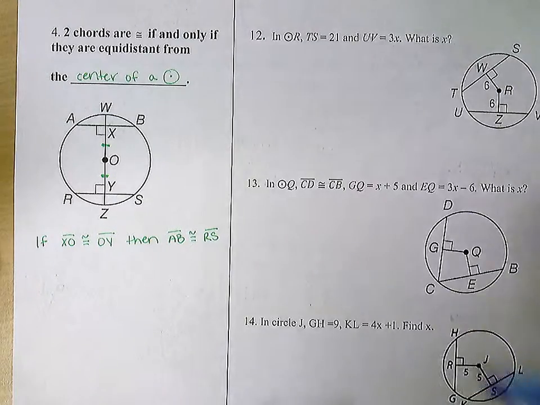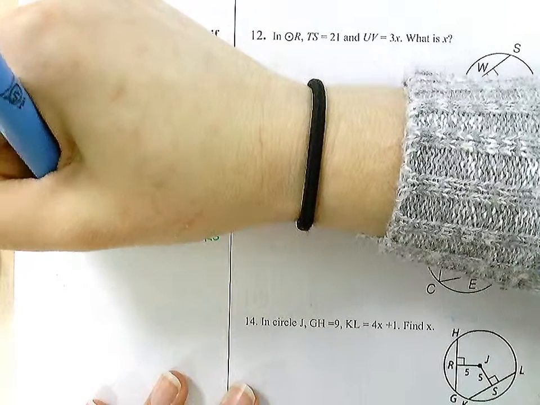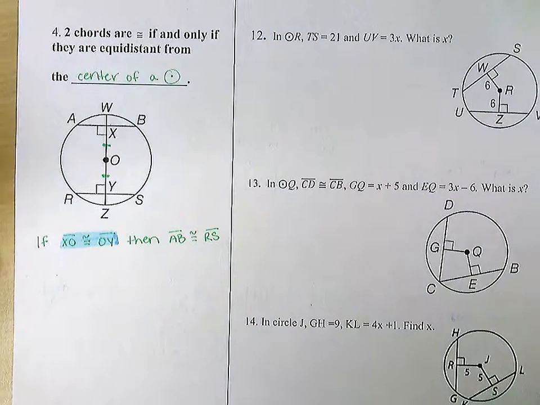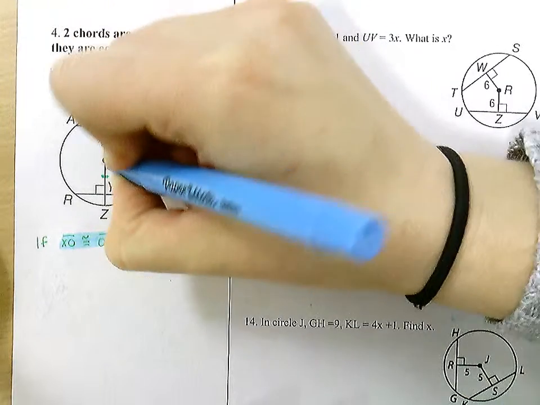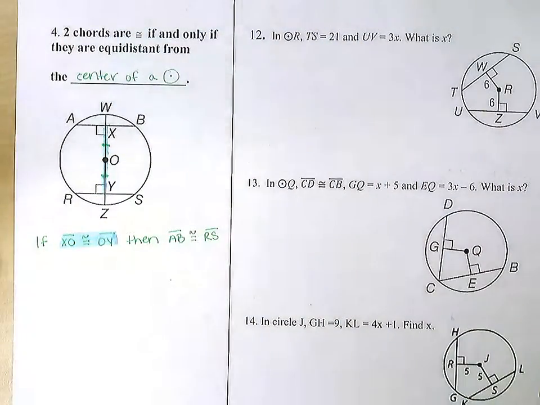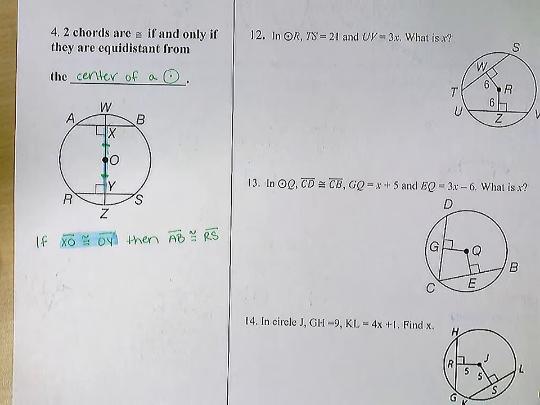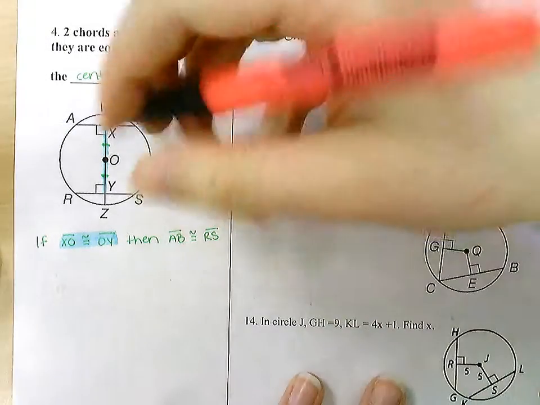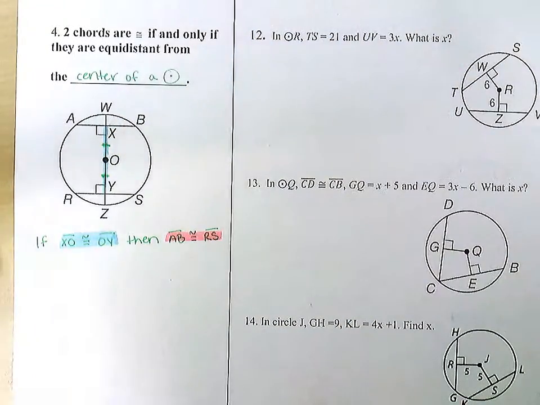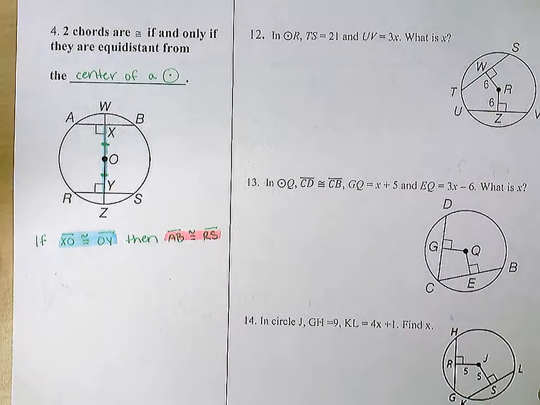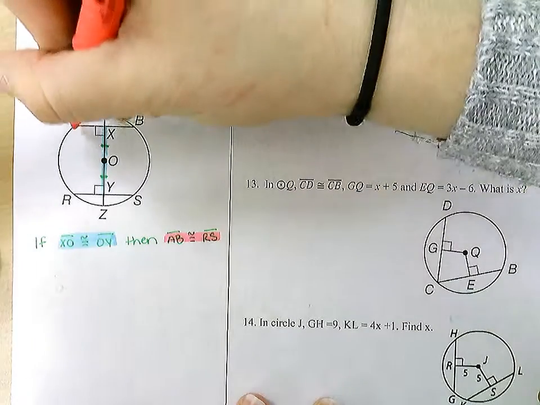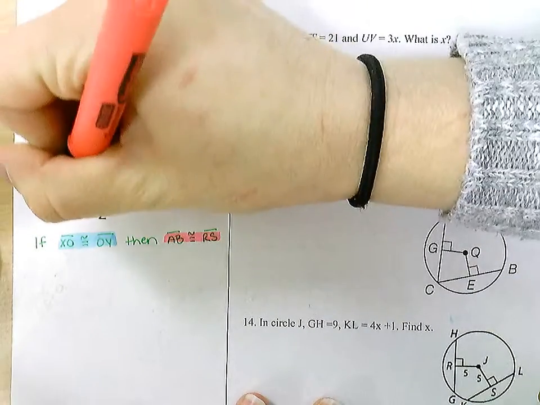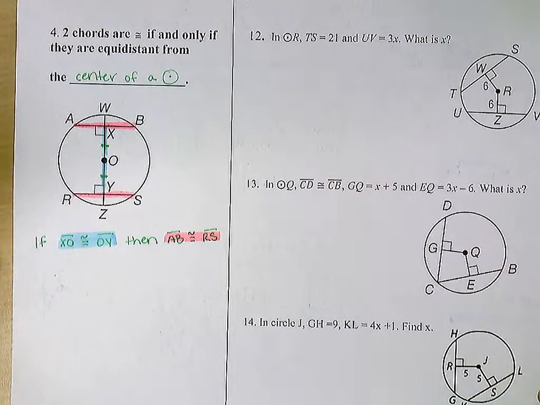See if my highlighters work here with this color. So if I have these segments, can you still see them? Yeah. Okay, so these segments, congruent. Then my chords that are equidistant from the center, AB and RS, are congruent.